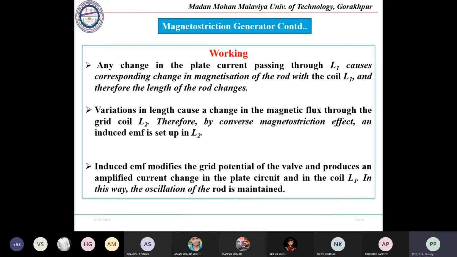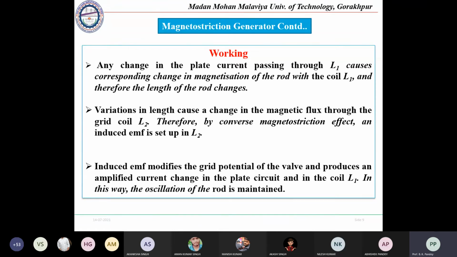Due to the change in the magnetic field, there will be a change in the dimension of the rod, that is the ferromagnetic material rod. Variation in the length causes a change in the magnetic flux through the grid coil L2. The other coil that you saw, L2, connected between the grid and the cathode, is there. So therefore a converse magnetostriction effect occurs and an induced EMF is set up in L2. When there is a change in the rod's magnetic field, it means that the flux of the rod passing through L2 will also change, and because of that an induced EMF will be produced.